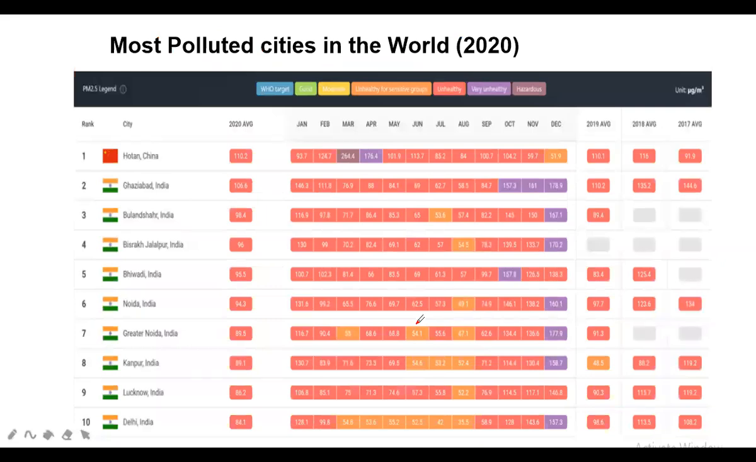So this is some alarming data, right? I took this data just now, 5 or 6 days back. This is 2020 data released by the index, on the most polluted cities in the world. Out of 10 major cities in the world, 9 ranks go to India.